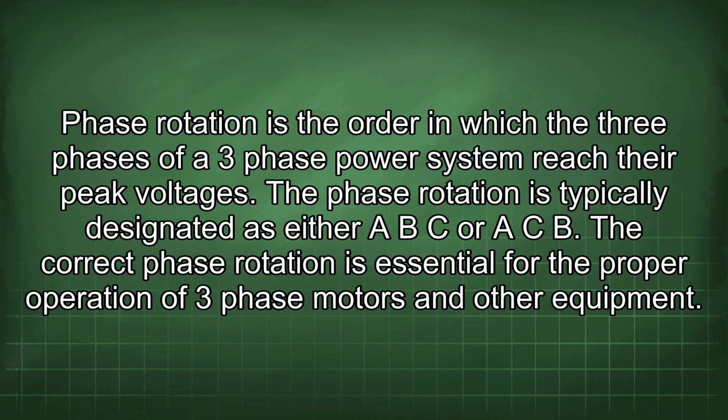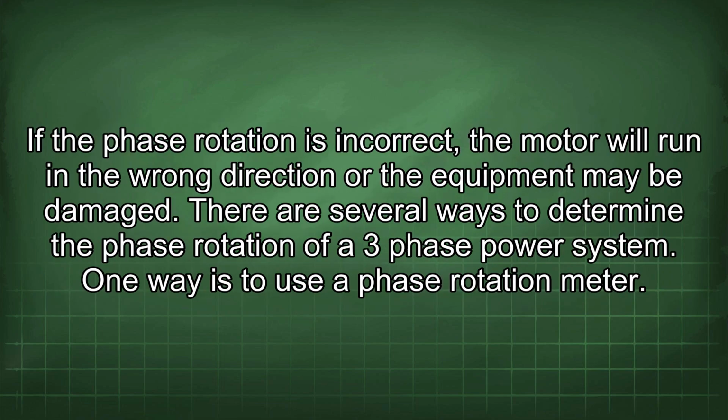Phase rotation is the order in which the three phases of a three-phase power system reach their peak voltages. The phase rotation is typically designated as either ABC or CB. The correct phase rotation is essential for the proper operation of three-phase motors and other equipment. If the phase rotation is incorrect, the motor will run in the wrong direction or the equipment may be damaged.